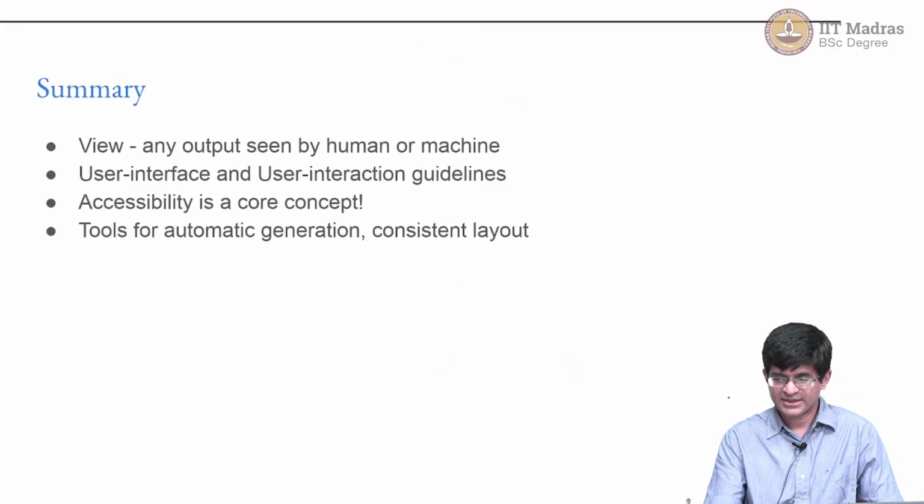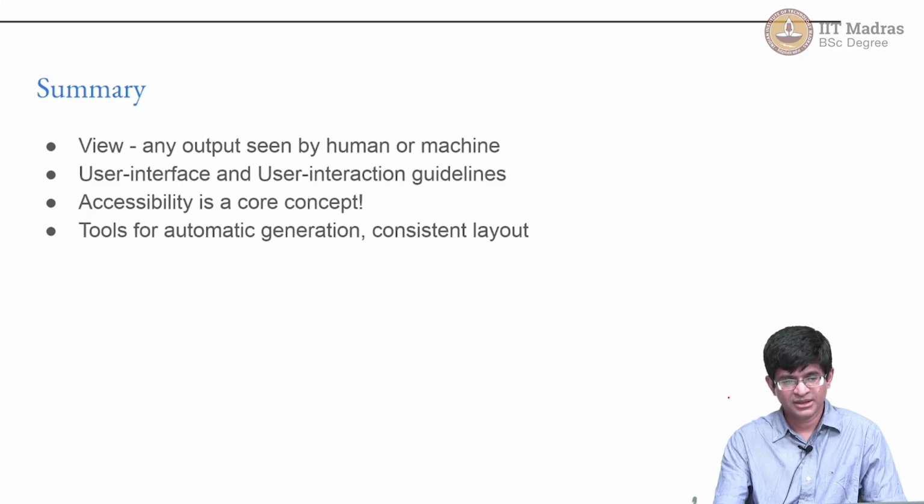Alright, to summarize, this is pretty much the end of the discussion. What we have seen is that a view can be any output from a program that is seen by either a human or another machine. There are extensive user interface and user interaction guidelines that have been built up purely through experience over the years, and it's a good idea to look for those and try and apply them in how you construct your views for your application.